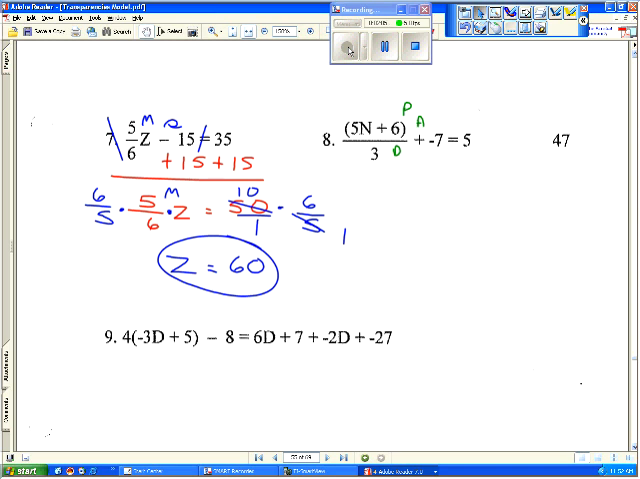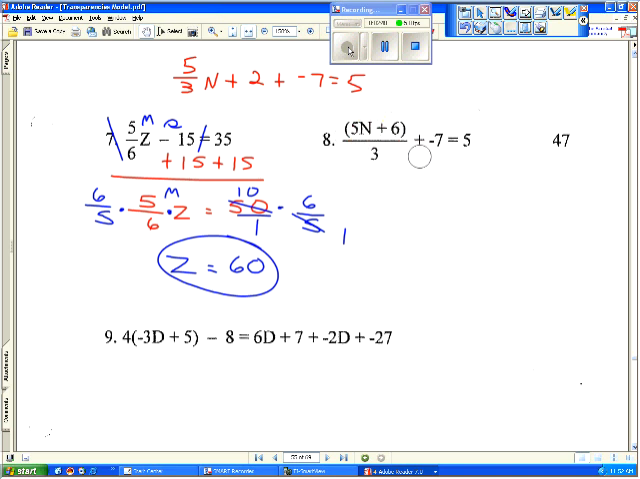Anyway, parentheses. Can we do anything to simplify? We can't do what's in the parentheses because you can't multiply or add. Can you distribute the division? You actually can. We could distribute the division, and so if we did, we would have 5/3 n plus 6 divided by 3 is 2, plus -7 equal 5. We could do that and then combine like terms and then get rid of the 5/3. But we don't have to.